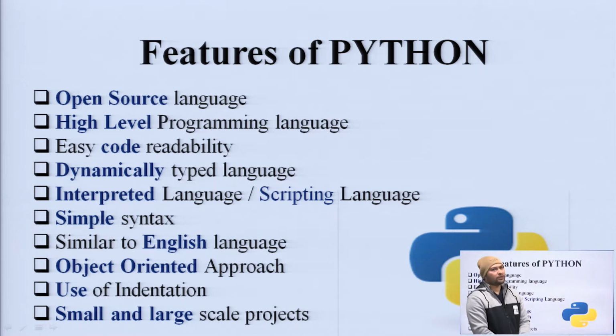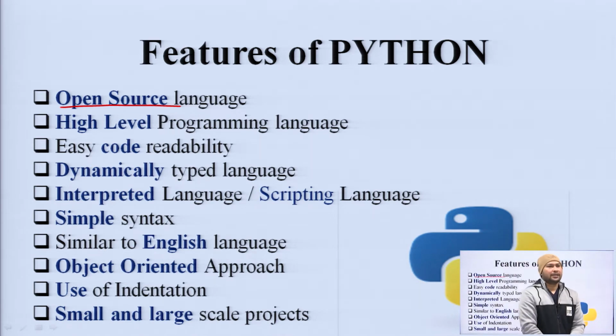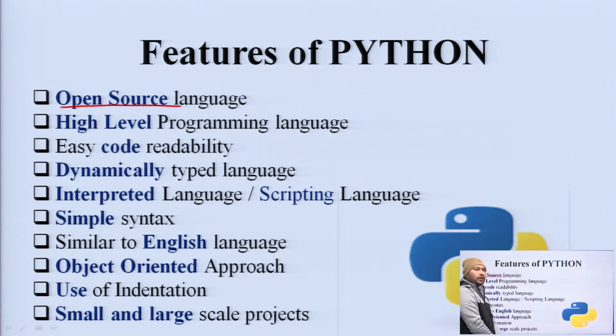Now, let us talk about some features of Python. The very first, or the biggest advantage of Python programming, is that it is an open source language. Open source means there are no restrictions of rights. That means any machine can use it, and it does not require any legal work from other companies or the one that is providing the programming software for Python.